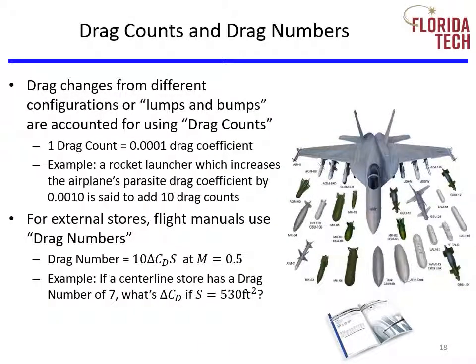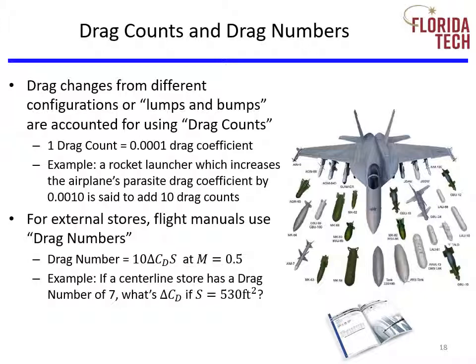Drag changes from different configurations, or any lumps or bumps that we put on the aircraft, and we need to account for that. A term called drag counts is often used. One drag count amounts to 0.0001 of a drag coefficient. For example, a rocket launcher which increases the airplane's parasite drag coefficient by 0.0010 is said to have 10 drag counts.